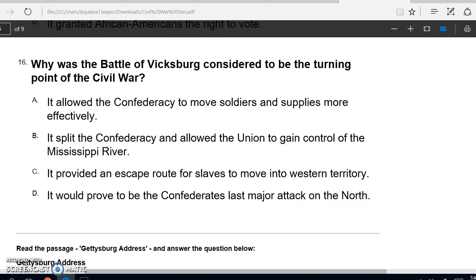Number 16. Why was the Battle of Vicksburg considered to be the turning point of the Civil War? A. It allowed the Confederacy to move soldiers and supplies more effectively. B. It split the Confederacy and allowed the Union to gain control of the Mississippi River. C. It provided an escape route for slaves to move into Western territory. D. It would prove to be the Confederates' last major attack on the North.